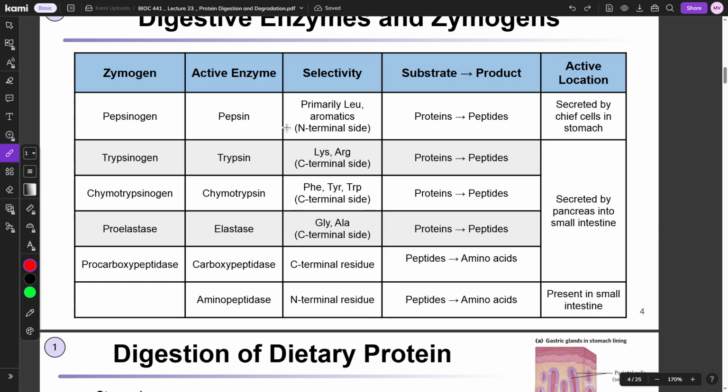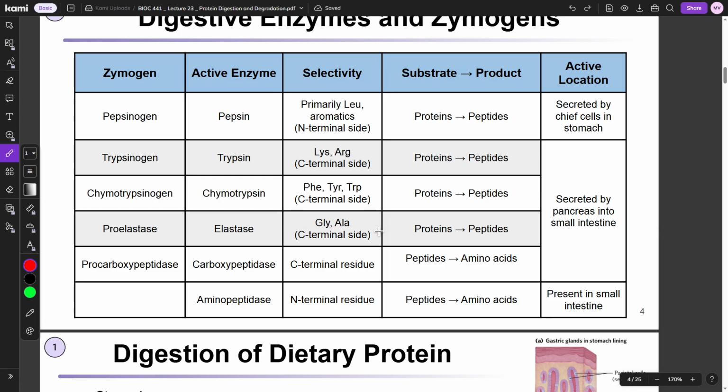So these are things I would actually maybe put on your note card. I think it's just helpful to know. Pepsinogen and pepsin, I should say in this case, pepsin is selective for leucines and aromatics on the N-terminal side. Trypsin is for basic residues, so lysine and arginine on the C-terminal side. Chymotrypsin for phenylalanine, tyrosine, and tryptophan on the C-terminal side.